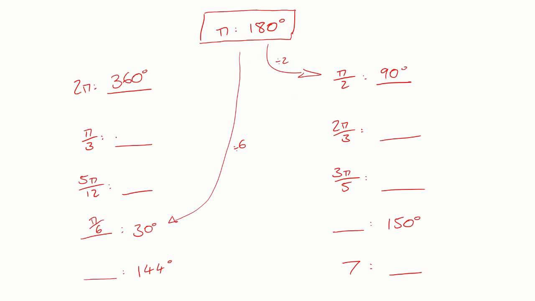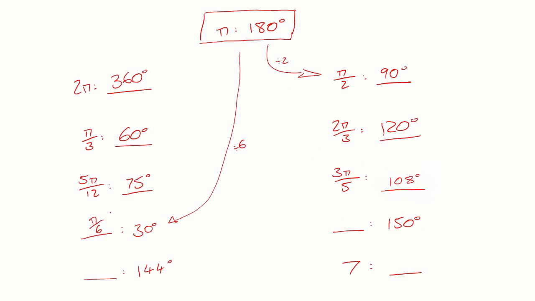Alright, I'm just going to fill in some answers. Pi by 3 turns out to be 60 degrees. 2 pi by 3 is 2 lots of that, 120 degrees. 5 pi by 12. If you do 180 divided by 12, you get... Maybe I should have prepped that. I'm just using my calculator. You get 15. 15 times 5 is 75 degrees. And 3/5 is going to be 36 times 3, which is 108 degrees.